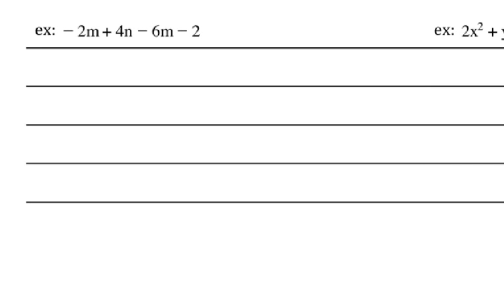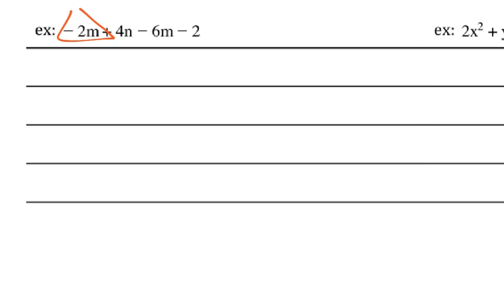Negative 2m plus 4n minus 6m minus 2. Now if this really bothers you, you could go in and replace m's with x and n's with y's and then substitute it back, because sometimes people get thrown off by that. But we're going to just do this the way I talked about. Okay, earlier in the alphabet, what do you see, m or n? Well, m is earlier in the alphabet.